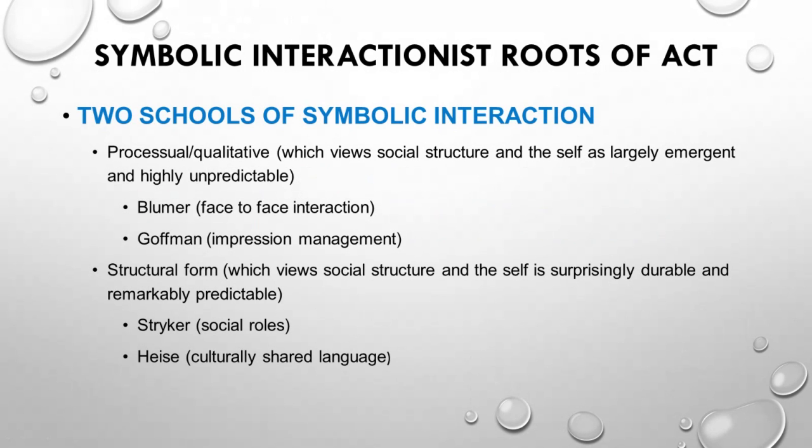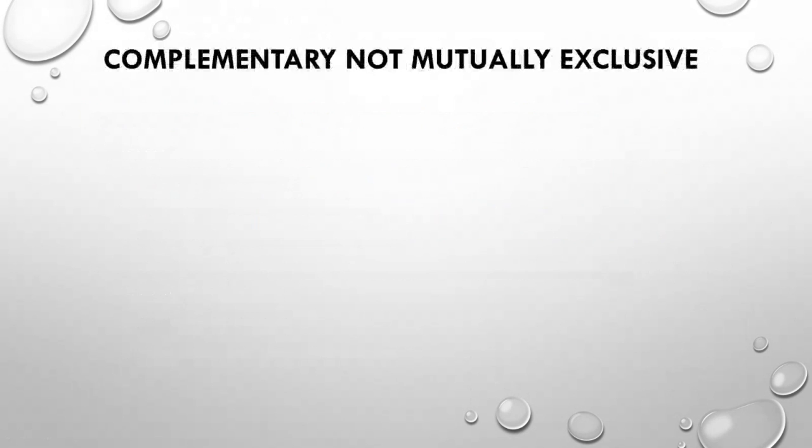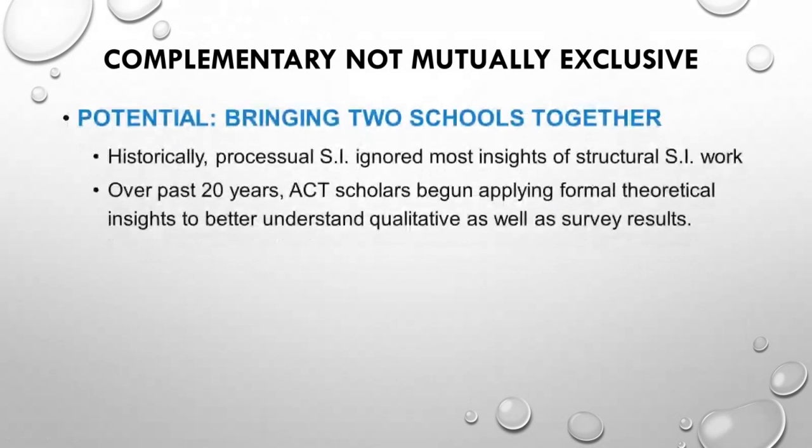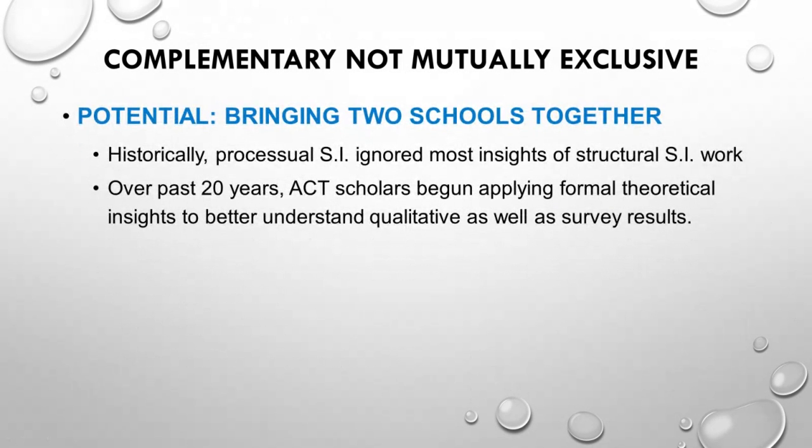We've got our two schools of symbolic interaction, kind of processual with Blumer and Goffman, and the structural form, which is really encapsulated in the work by Stryker and Heiss. And the issue that we talk about here in ACT when we're talking about the qualitative work is that these are complementary, not exclusive models. And with this kind of qualitative application, we have the potential for bringing these two schools together.